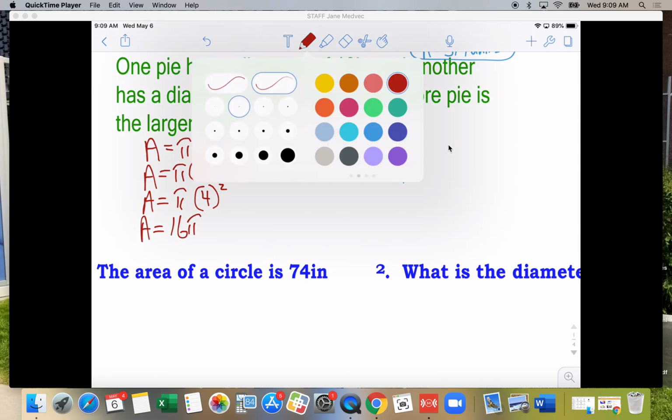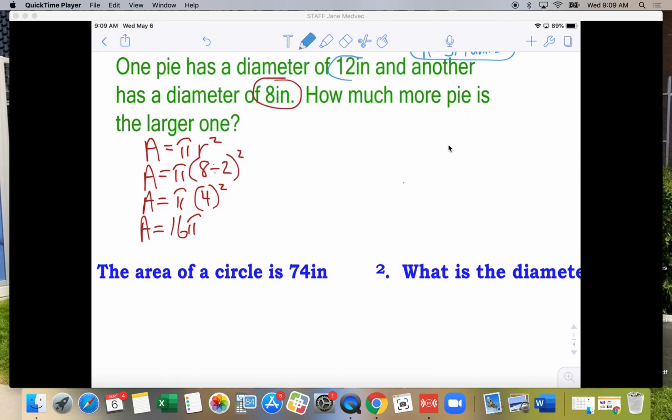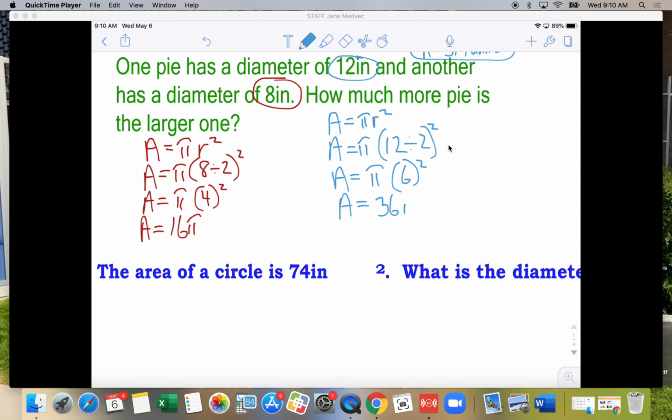I'm going to go ahead and solve the other one, which is the larger one, because 12 is bigger than 8. Area equals, like I said, start with the formula, pi r squared. Area equals pi, and I've got 12 divided by 2, squared. Area equals pi times 6 squared, and I get area equals 36 pi. Now I found the exact of the smaller pie and the exact of the larger pie, and they want to know how much larger one is.